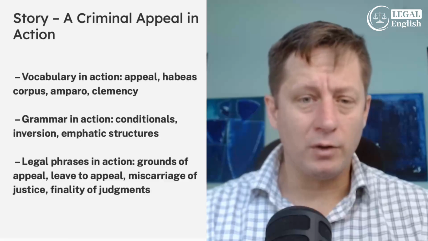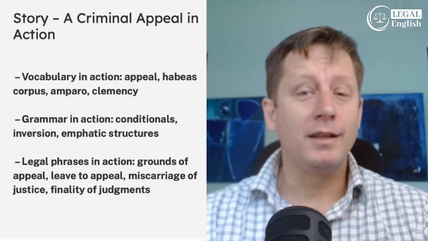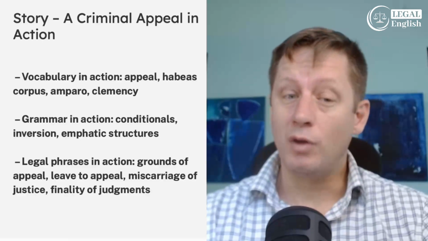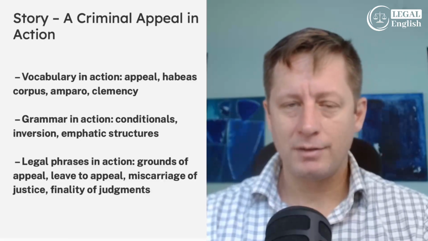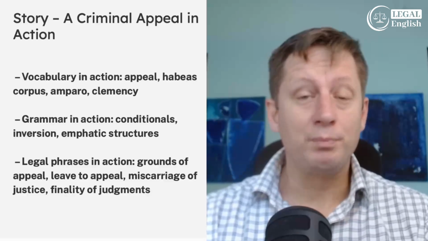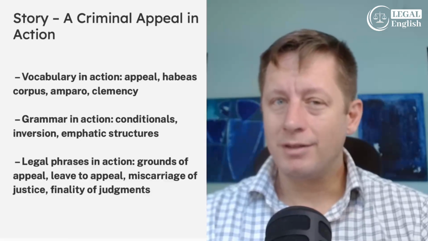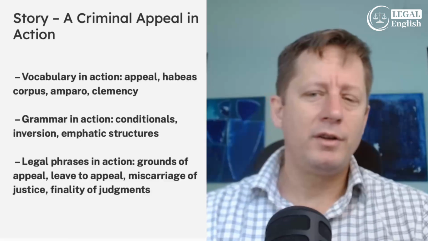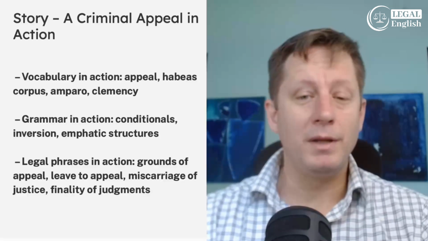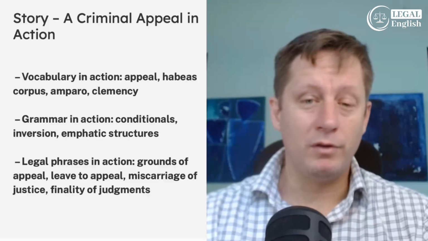Let's put everything together with a real case-style narrative. A woman is convicted of fraud and sentenced to 12 years in prison. Her defense lawyer believes the trial judge wrongly excluded key financial documents. The first step is an appeal, filed on the grounds of appeal that the trial was procedurally unfair. The appellate court agrees in part, but upholds the conviction. The lawyer now seeks leave to appeal to the Supreme Court, arguing, had the trial court admitted the evidence, the outcome would have been different. The Supreme Court refuses leave.